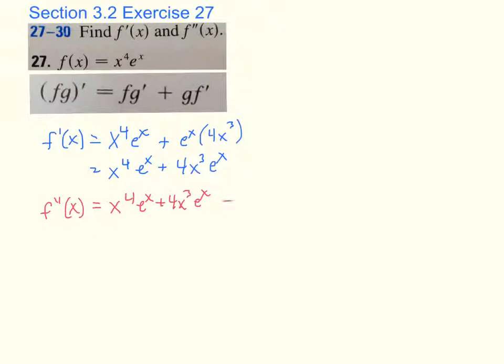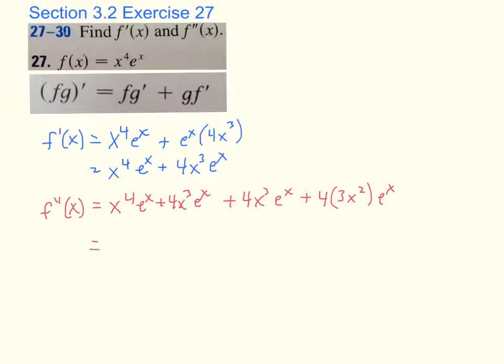Since x to the fourth e to the x is my original function, I can just copy that one down. And now I'm going to take the derivative of the second part, 4x cubed e to the x. So I'm going to let my 4x cubed be my original function times the derivative of e to the x. Again, the derivative of e to the x is e to the x, plus the derivative of the other part, the derivative of 4x cubed. 4 is a constant, so it's going to stay there. And then for the derivative of x cubed, I'm going to use my power rule again. So I'm going to multiply by my exponent and subtract 1 from it, and tack on my e to the x.